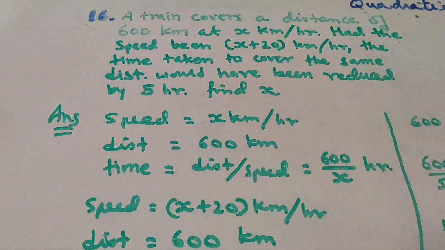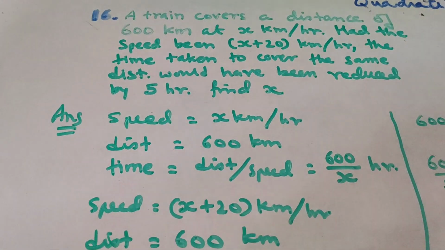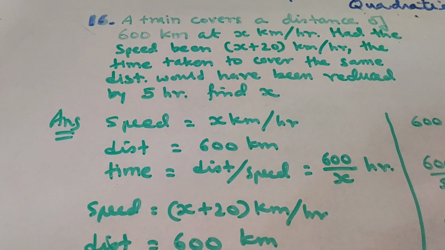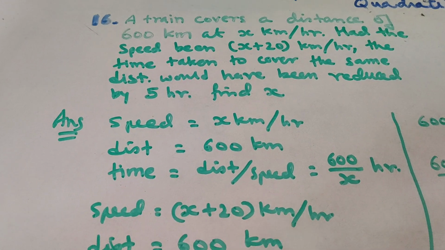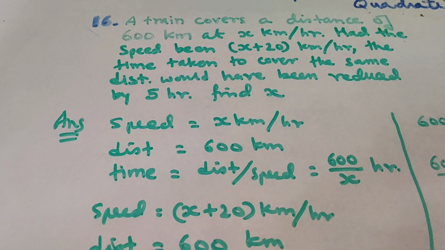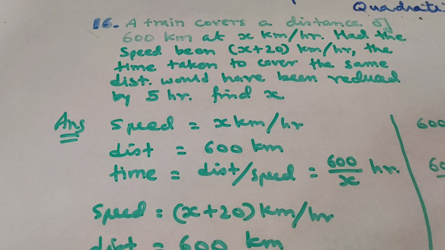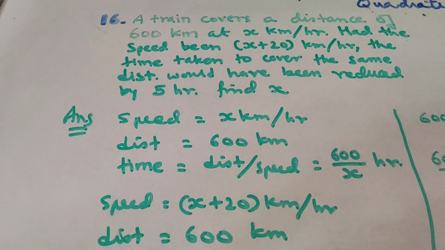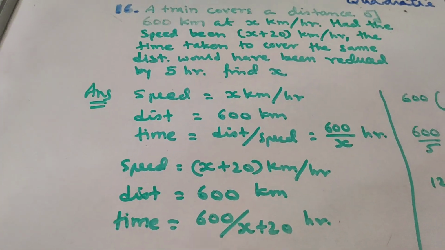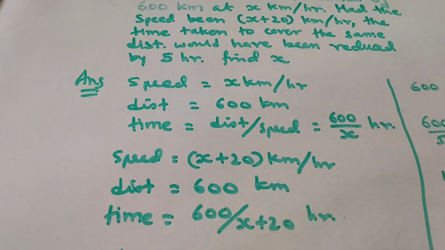Then in the second part it says that if the train is increasing the speed by 20 km per hour, that is from the original speed. So original plus 20, that is x plus 20 km per hour. And the distance it is going to travel is the same, that is 600 km. The time is going to become 600 upon x plus 20 hours.